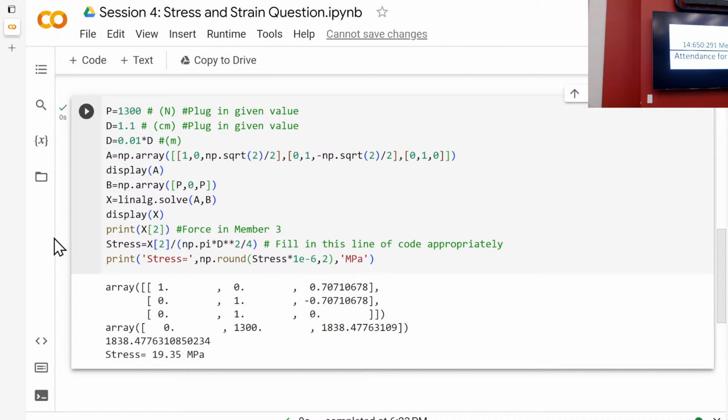So, you can put it into your notes files. Other questions?